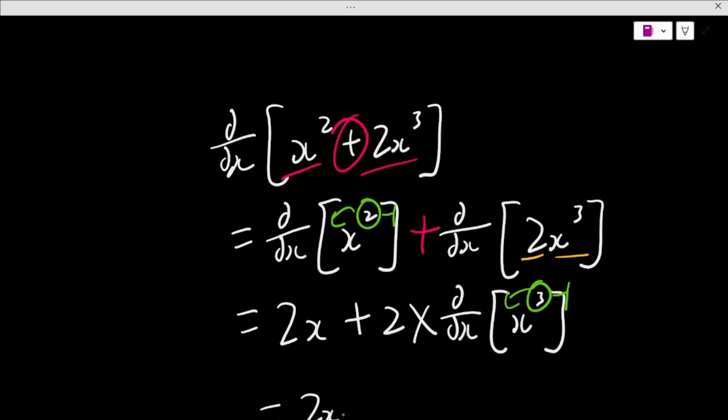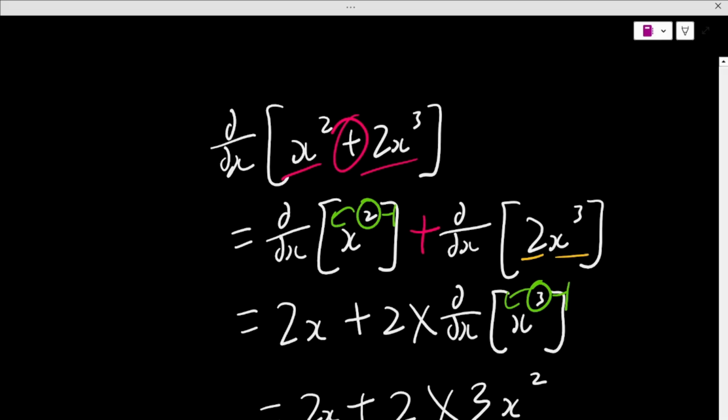So this is 2x plus 2 times, bring the power down, so that's 3, x, 3 minus 1 is 2. So this is 2x plus 6x squared. If you wish, which is probably a good idea, factorize. So we see that 2x and 6x squared has a common factor of 2x. So we can just write 2x, 2x divided by 2x is 1, 6x squared divided by 2x is 3x. And that's our final answer.